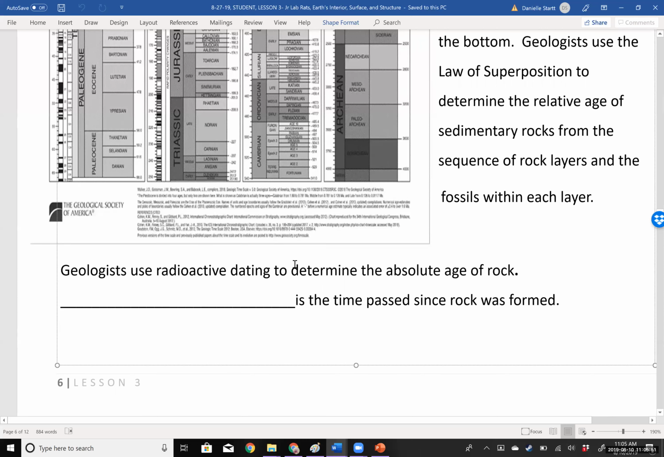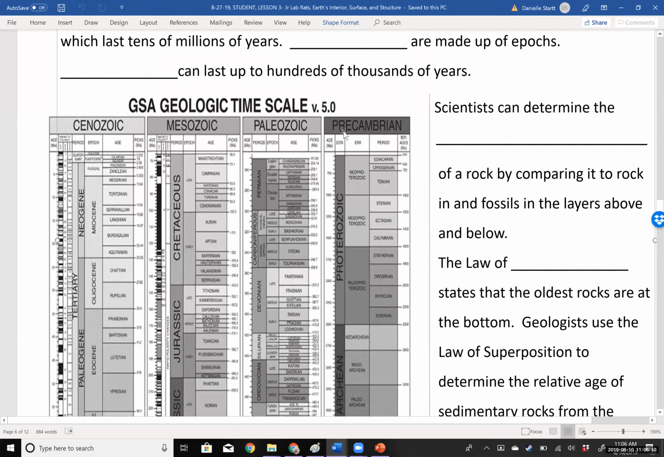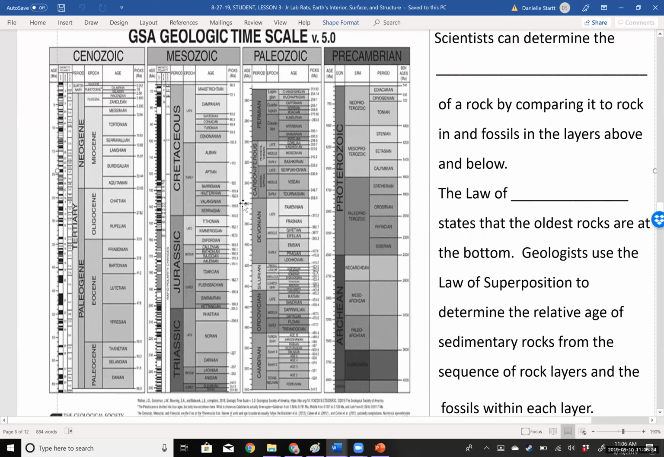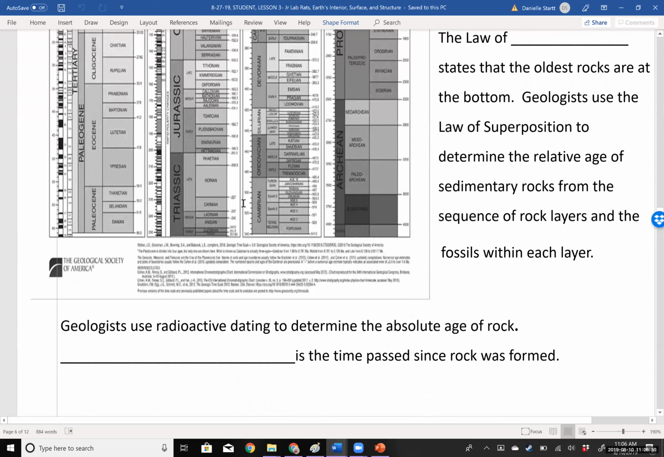Geologists use radioactive dating to determine the absolute age of a rock. Blank is the time passed since the rock was formed. Okay, again, the time passed since you were born is age, but it's going to be more specific than age. So this is something age, and then this one is also something age. So here's your geologic time scale, all right? And it shows you the different periods of, not just periods, but eras and epochs and eons and all of that good stuff. So you probably just want to get a look at it, have an idea of how old everything is.